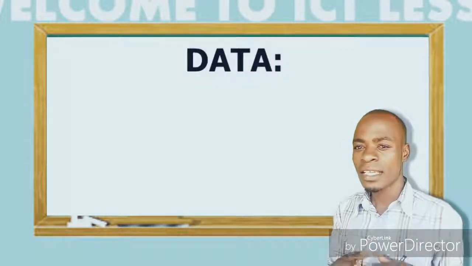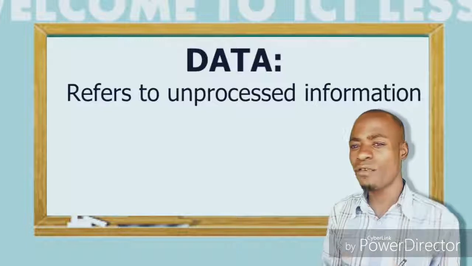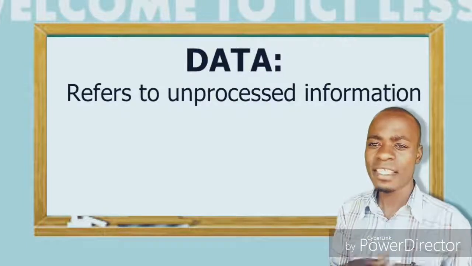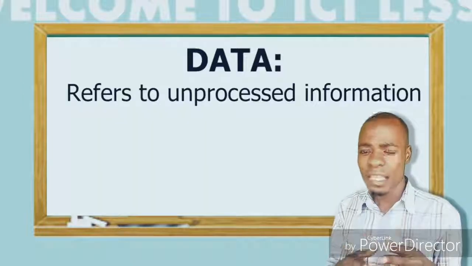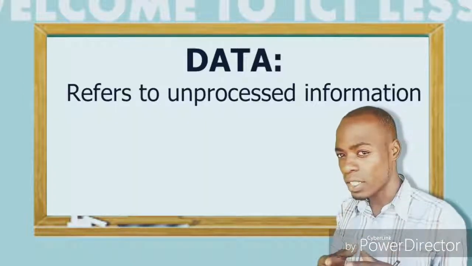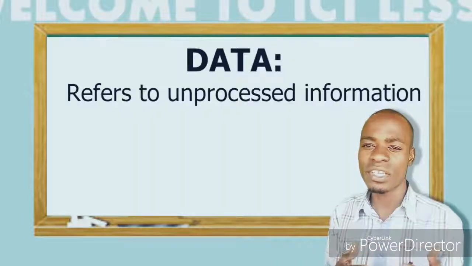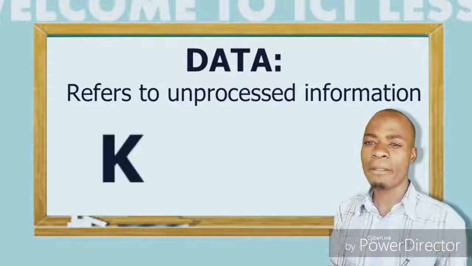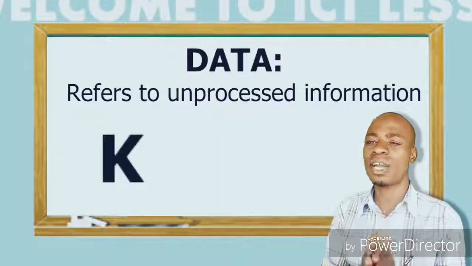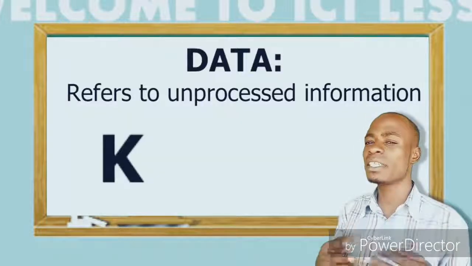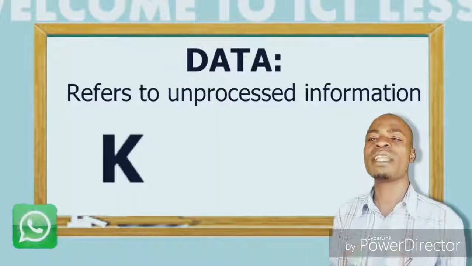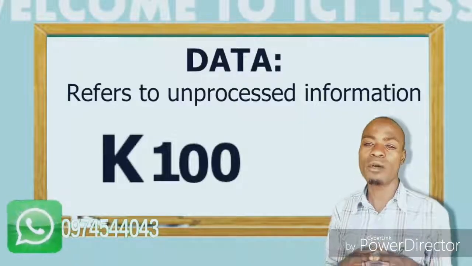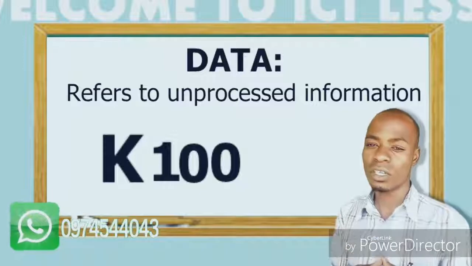Data. Data is unprocessed information. What does it mean by unprocessed information? This means that data is something that you have just collected, but yet you have not given it a meaning. For example, we can write K. What does K represent to us? K doesn't represent anything, but if we add 1, 0, 0, it gives a meaning, which is 100 kwacha.